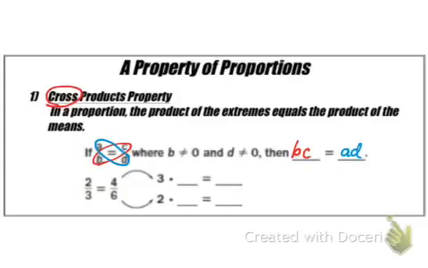Using actual numbers, 2 over 3 equals 4 over 6. If you multiply 3 and 4 together, you should get the same thing as if you multiply 2 and 6 together. So 3 times 4 ends up being 12, and so does 2 times 6. There we go, so they both check out.